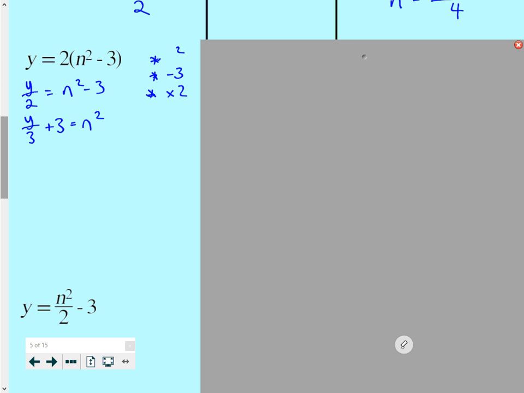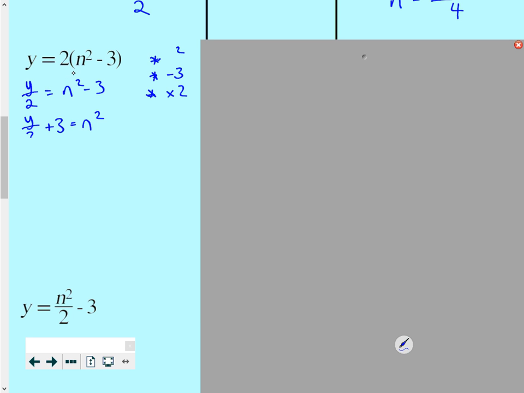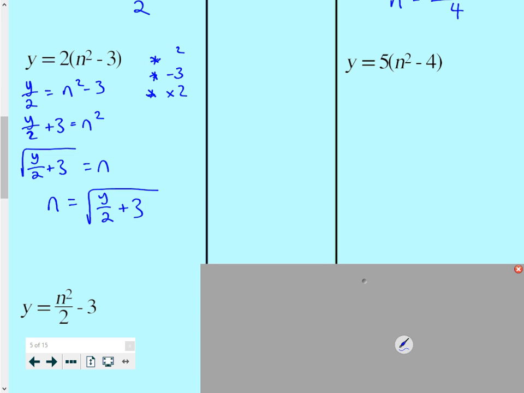And apologies, I've just spotted I've written divide by 3, not divide by 2. So I'll change that. Last step, so I've added 3 to both sides. Now I need to square root it all, and it goes over everything. So y over 2 plus 3 is equal to n. So n is equal to the square root of y over 2 plus 3.